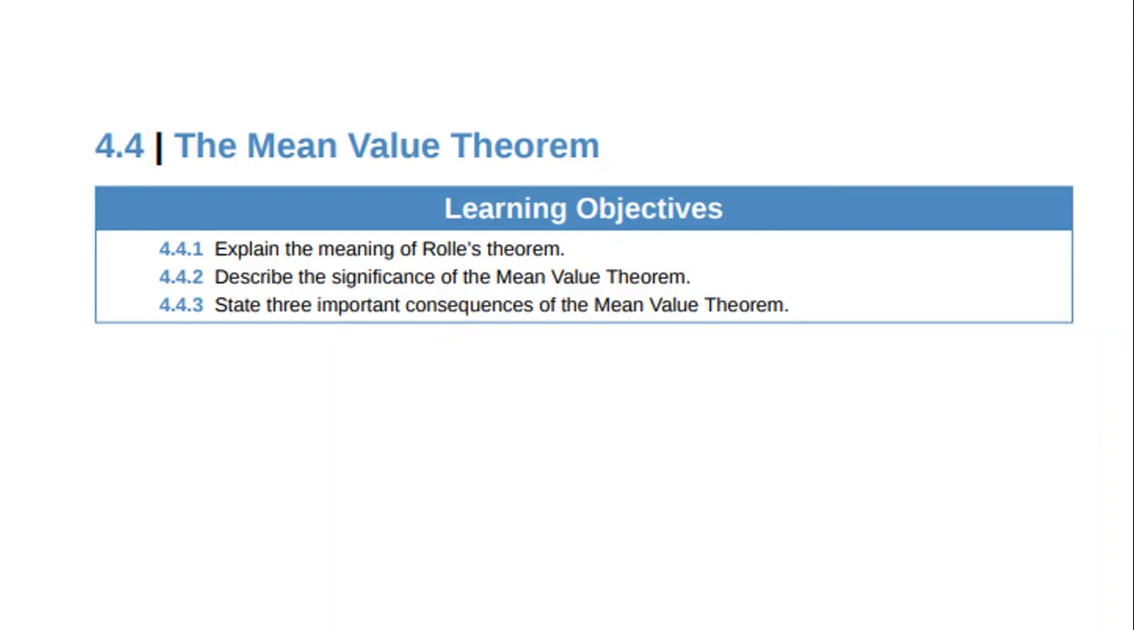Today is 4.4, the mean value theorem. So what is the mean value theorem? We will discuss it one by one in this lecture. Let's start with 4.4.1, which is Rolle's theorem, then the mean value theorem, and then three important consequences of the mean value theorem. Let's start one by one.